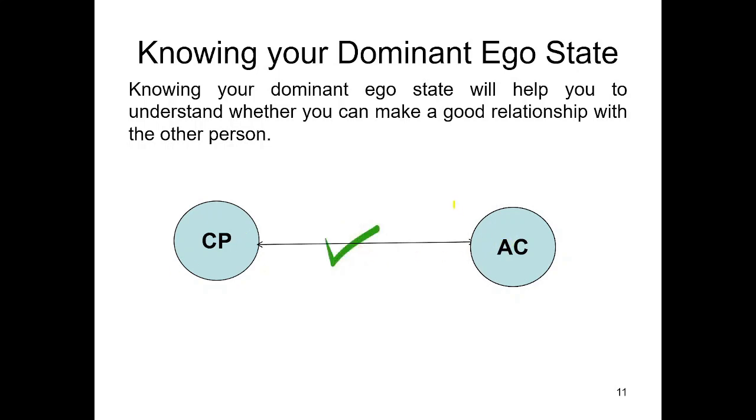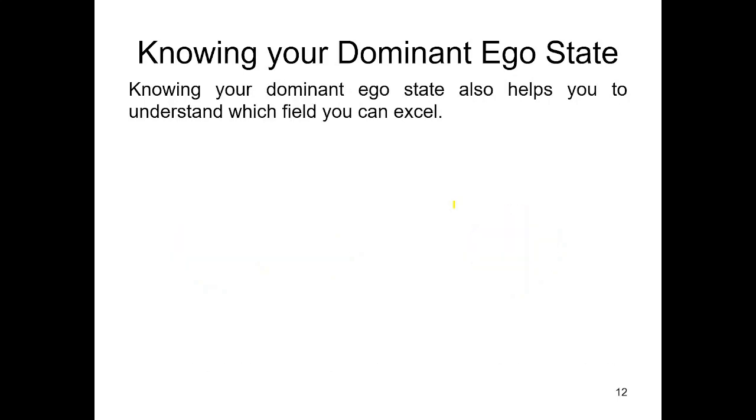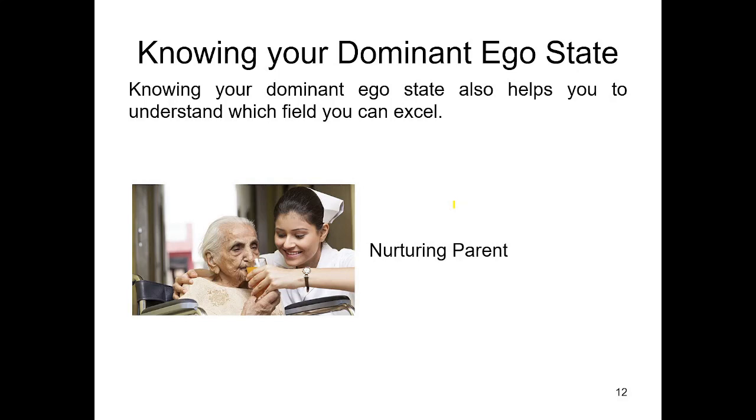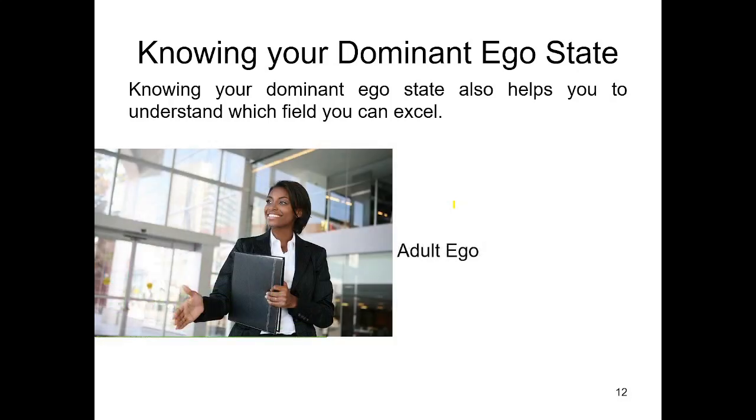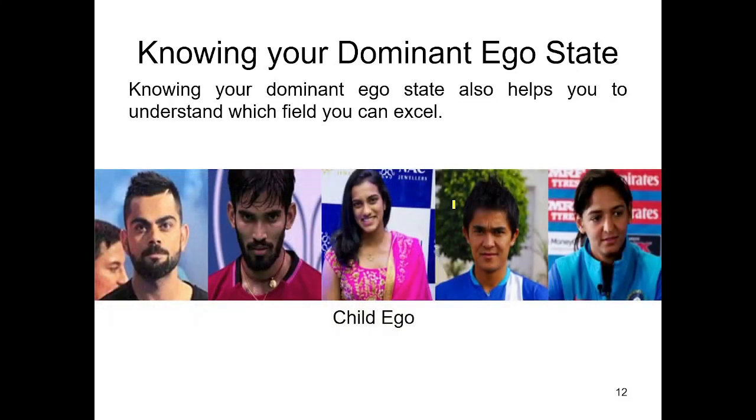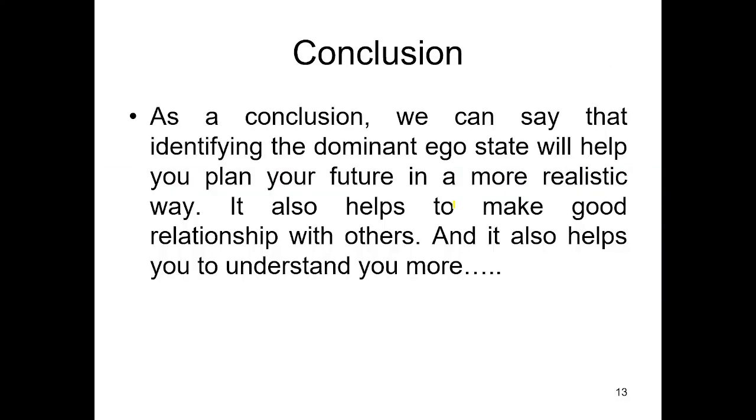So this is very important, to know your dominant ego state, and it helps to select your best profession. For nursing, you need a nurturing parent. For a trainer, you need a critical parent. To become a manager, you should be in a good adult ego, and to be a good sportsman, you should have a very strong child ego state. This is my conclusion. So knowing your dominant ego state will help you to know yourself better.